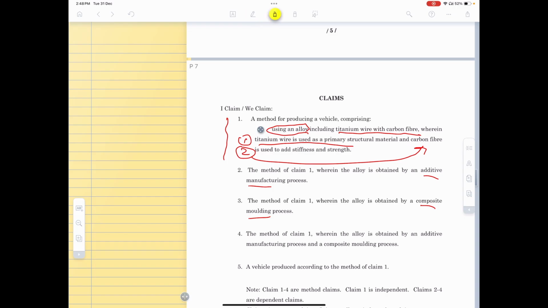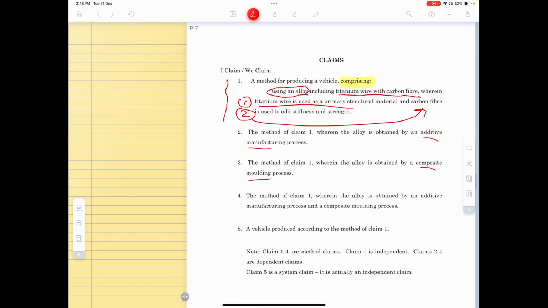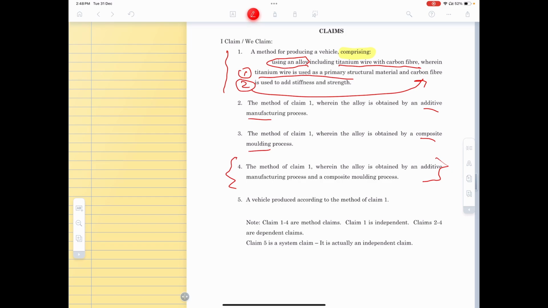Try to explain it simply. Don't use complicated words. Use comprising. Don't use consisting of or essentially of. This is one technique where this one is a separate claim, claim two. Claim three is another one. And then claim four is a combination of these two.